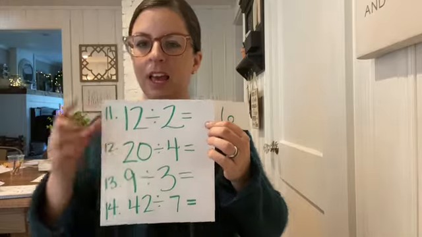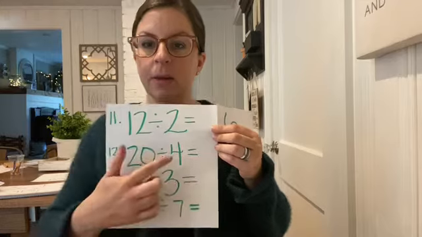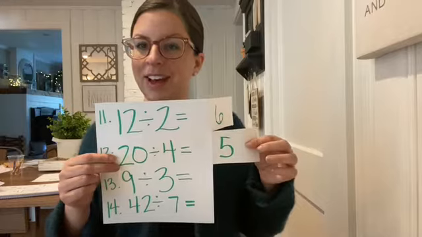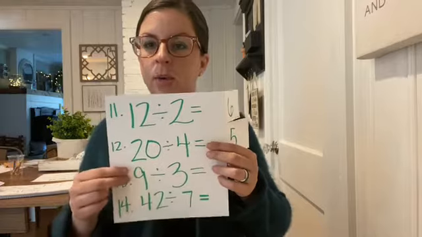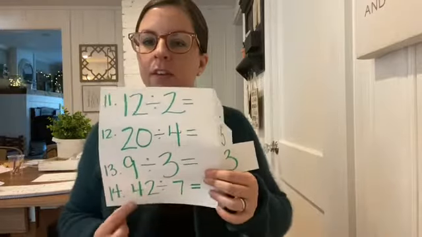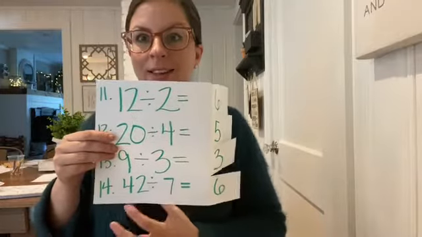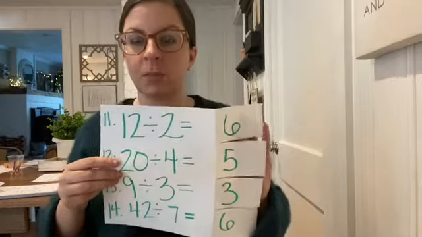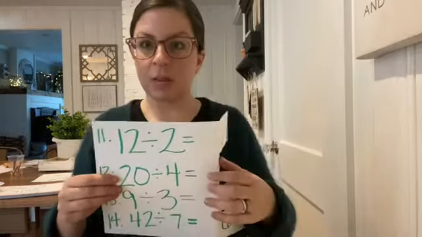Got it? Okay. Number 12, we have 20 divided by 4. Well, what times 4 equals 20? That's right, 5. So 20 divided by 4 equals 5. Okay, 9 divided by 3 equals, well, what times 3 equals 9? 3. Okay, 42 divided by 7 equals 6, because 6 times 7 equals 42. Okay, this is why it's very, very important to know your multiplication tables, because if you don't know your multiplication tables, it's going to be very hard to do division. All right, so keep working on those.